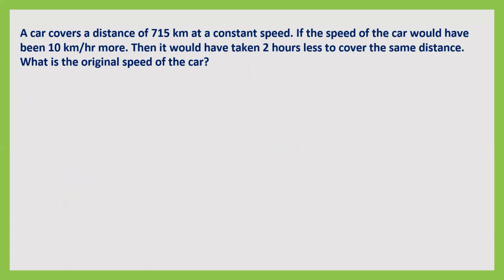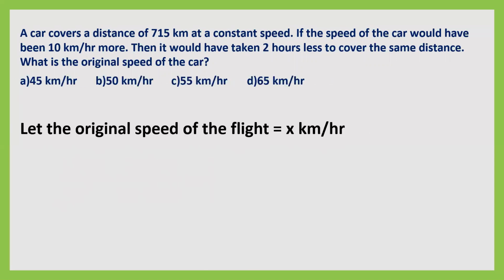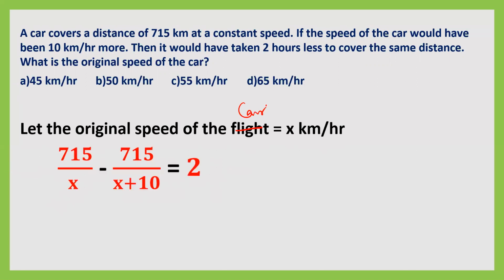Similar question. A car covers a distance of 715 km at constant speed. If the speed of the car had been 10 km per hour more, then it would have taken 2 hours less to cover the same distance. What is the original speed of the car? Same question, different data. Let the original speed be x. Original speed of the car is equal to x km per hour. The new speed is x plus 10.